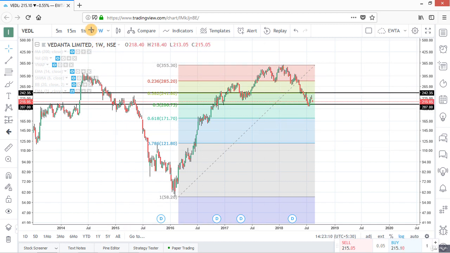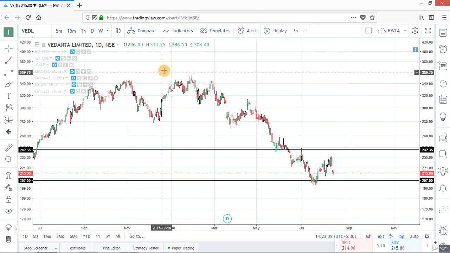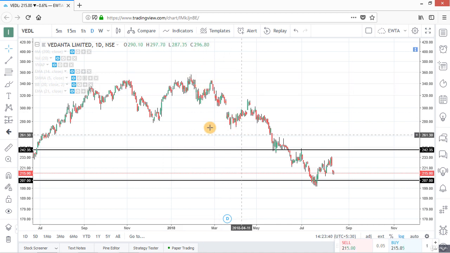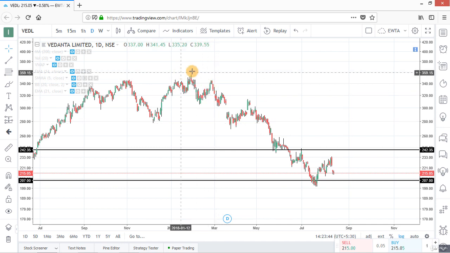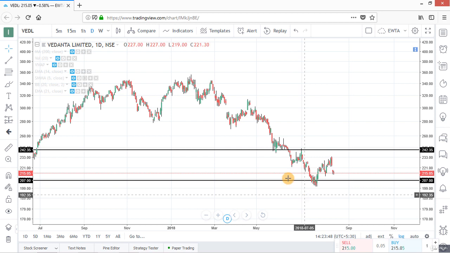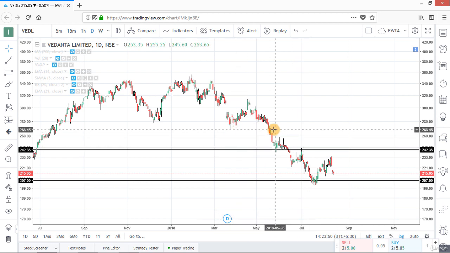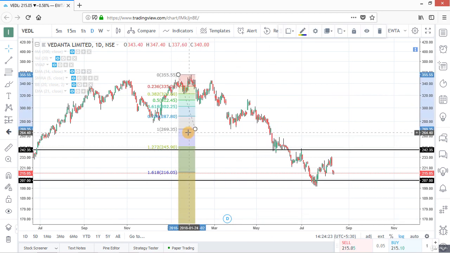Then we will shift to the daily chart. See, this is the daily chart of Vedanta and this was the first swing and this is the second swing. So first we will apply the Fibonacci tool to this swing to know the extension levels when prices cross this support level on the downside. So these are the extension levels and we will mark all these levels.